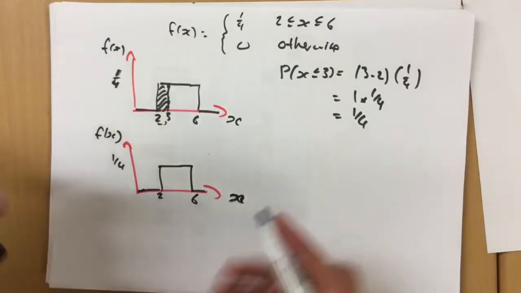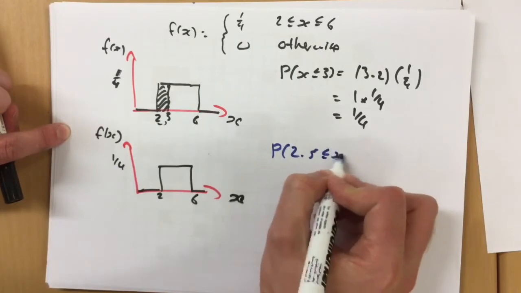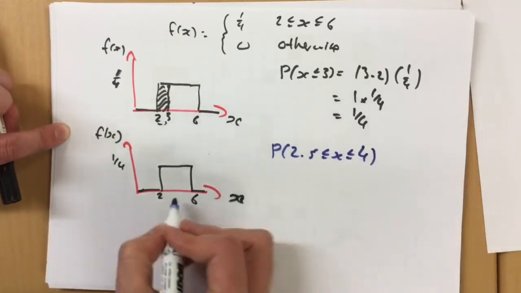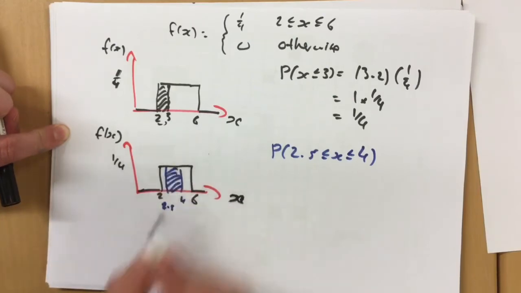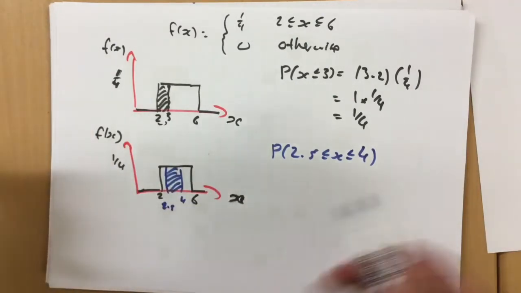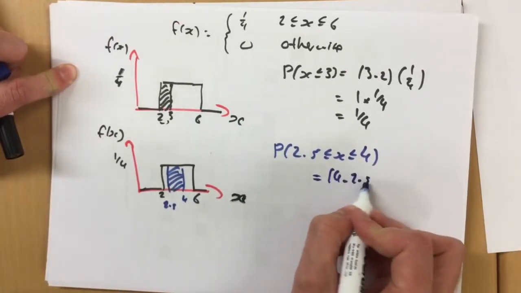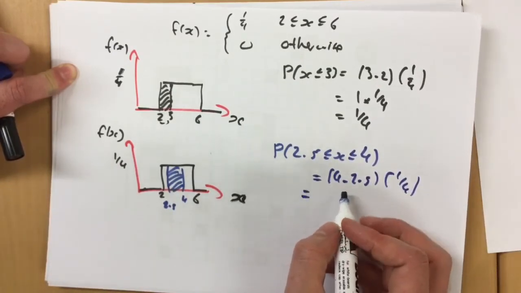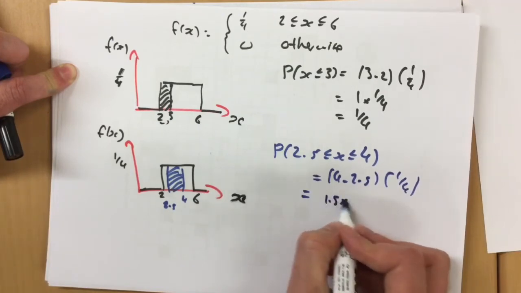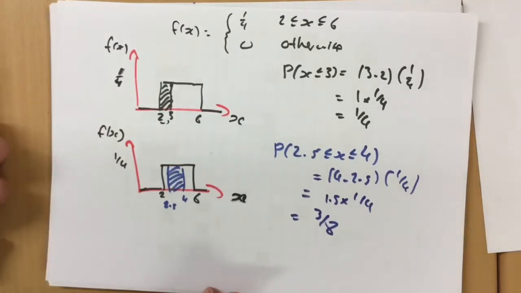So here's the same graph again. This time, let's go between, I don't know, 2.5 and 4. So here's 2.5, roughly. Here's 4. So this rectangle here is the bit we care about. Well, let's see what our base is. Our base is 4 take 2.5. Our height is 1/4, which gives us 1.5 times 1/4, which is 3/8. Hey, nice and easy, right?